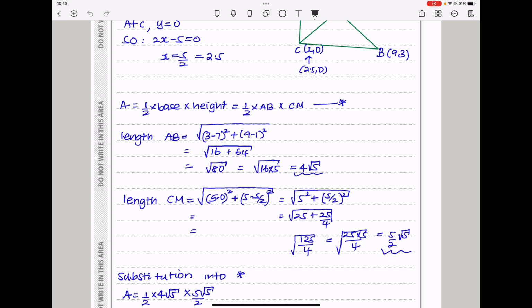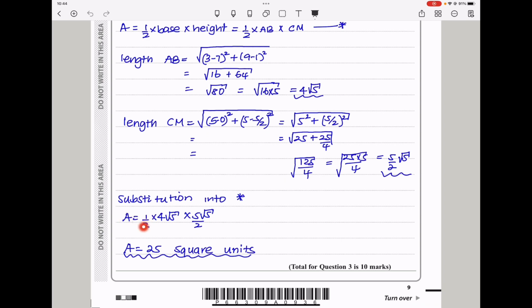So I have this, and that I can substitute into this equation. So my area is equal to a half times 4 root 5 times 5 over 2 root 5, and it is equal to 25 square units. So that's the answer to part B of question 3. So this brings us to the end of question 3. Let's continue to question 4.